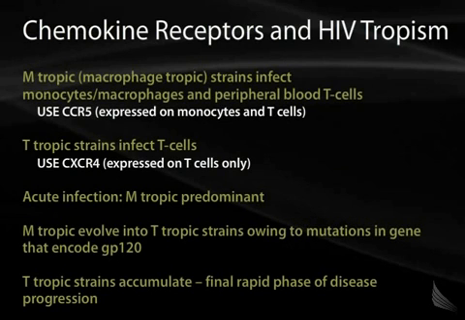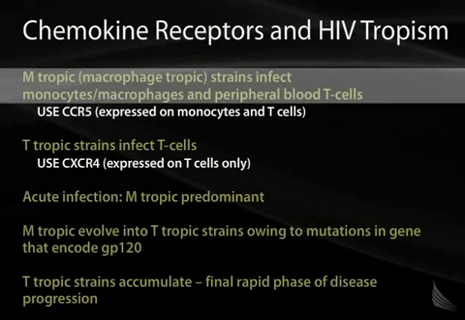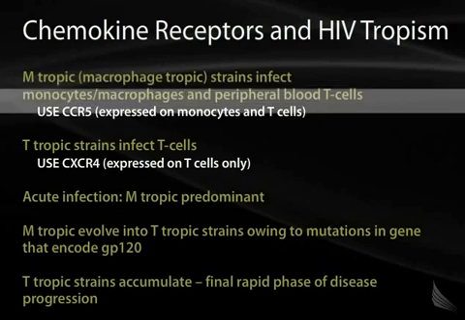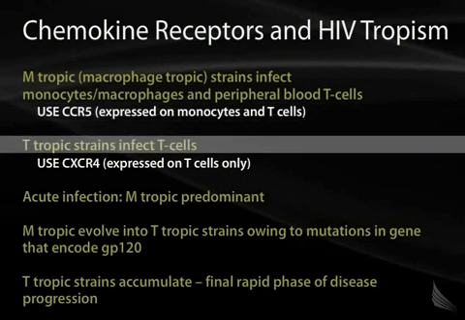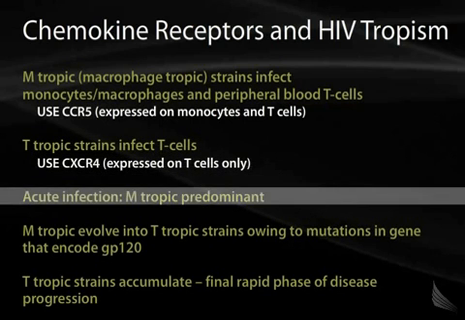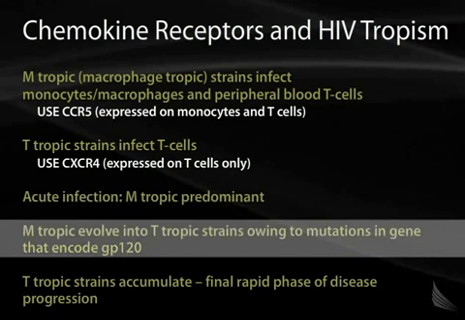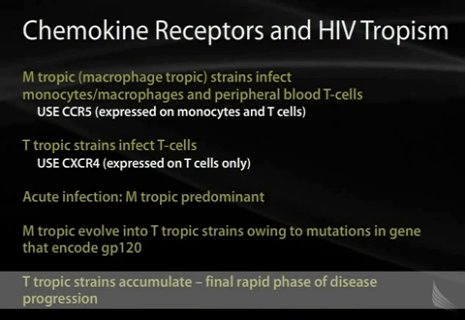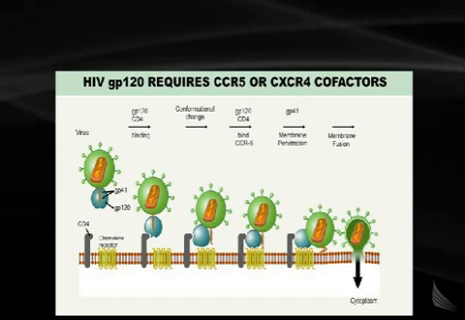Chemokine receptors in HIV tropism. Initially, the virus is M-tropic. It affects macrophages, and these strains affect monocytes and macrophages in the peripheral blood. They use CCR5. Then it switches to be a T-tropic strain, which infects T cells, using CXCR4. Acute infection, like I said, is M-tropic, and it evolves to T-tropic strains owing to mutations in GP120. T-tropic strains accumulate, and they herald the final rapid phase of disease progression.